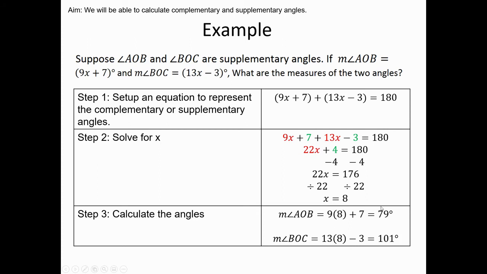Notice my answers, guys. 79 and 101, add those up. What do you get? 180. Boom. You can check your work easily by just adding your answers and seeing if they match up. So that's it, that's how you find supplementary angles.